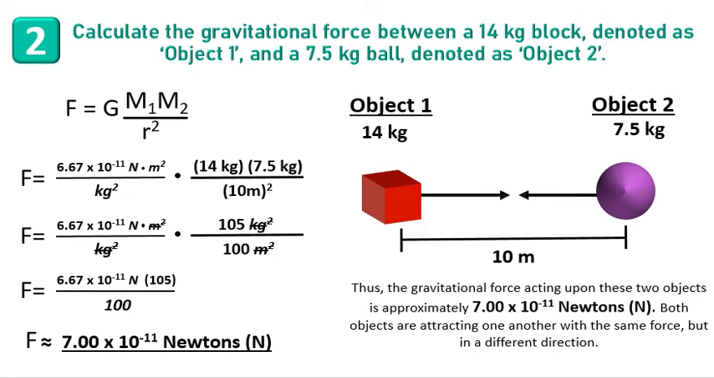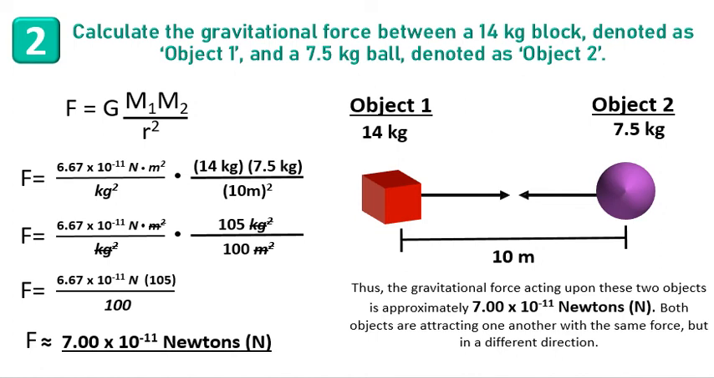Number 2. Calculate the gravitational force between a 14 kilogram block, denoted as object 1, and a 7.5 kilogram ball, denoted as object 2. So we're given that the distance between the centers of the two masses is 10 meters, and we're given that object 1, the block, has a mass of 14 kilograms, and object 2, the ball, has a mass of 7.5 kilograms. Now that we have all the information we need, we can simply plug them into the gravitational force formula.